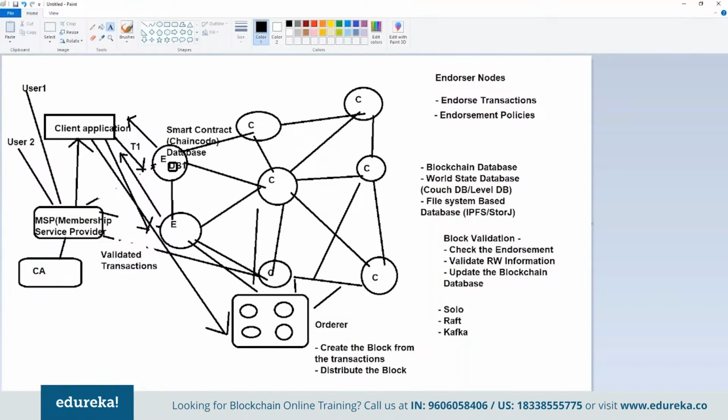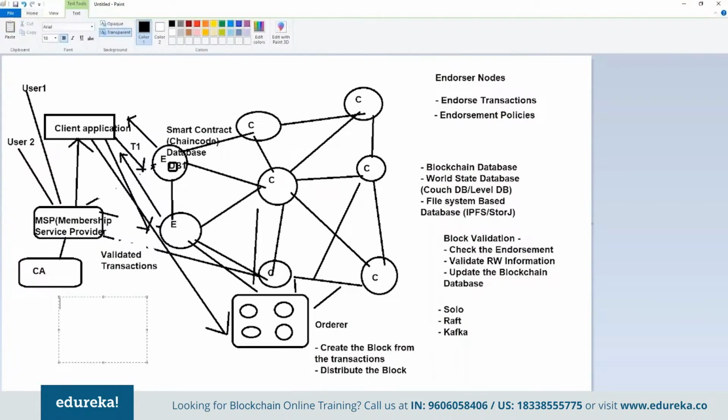Now, one more thing you need to keep in mind is that whenever you are designing a business network, you need to keep in mind three things. First is your asset. Asset is what you are looking to transact. Your medical record can be an asset, your land record can be an asset, your gold can be an asset, your money can be an asset, your intellectual property can be an asset.